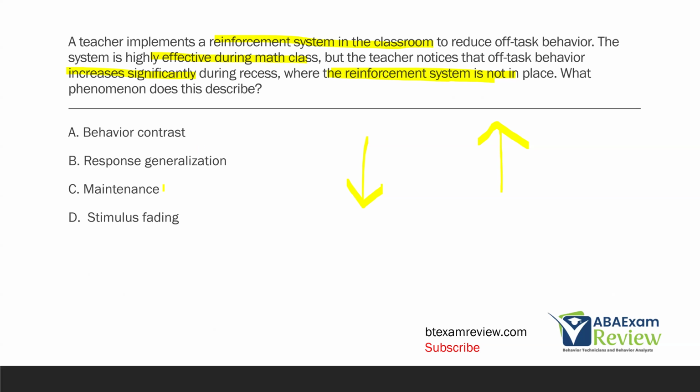No. Maintenance has to do with teaching something, stopping teaching that thing, and that thing continuing once teaching is done. We're not discussing teaching any skills here or maintenance of skills. And then D, stimulus fading. Did the teacher fade anything at any point given the information? No. We're simply discussing the difference between behavior given the different environments and different reinforcement systems.